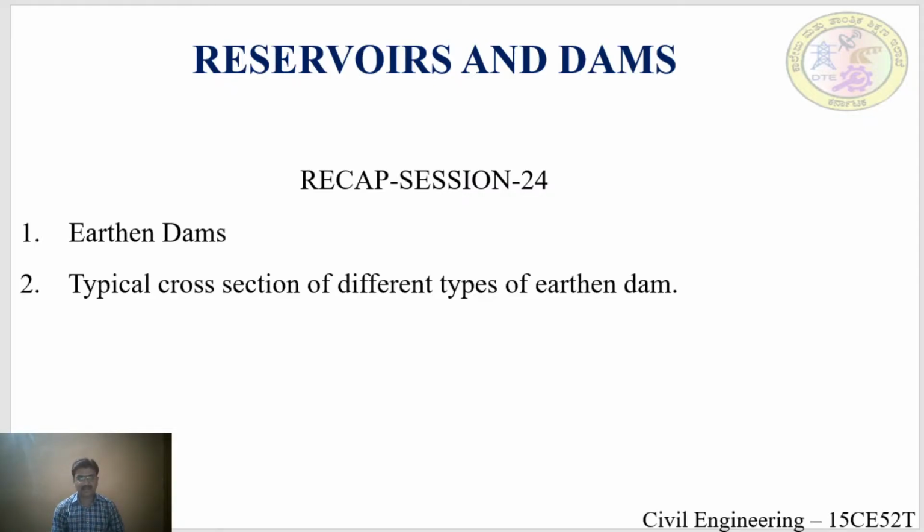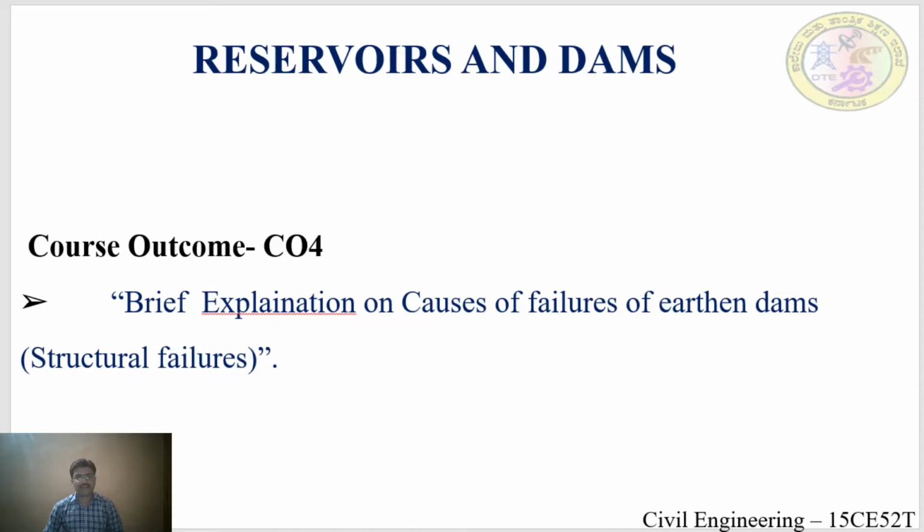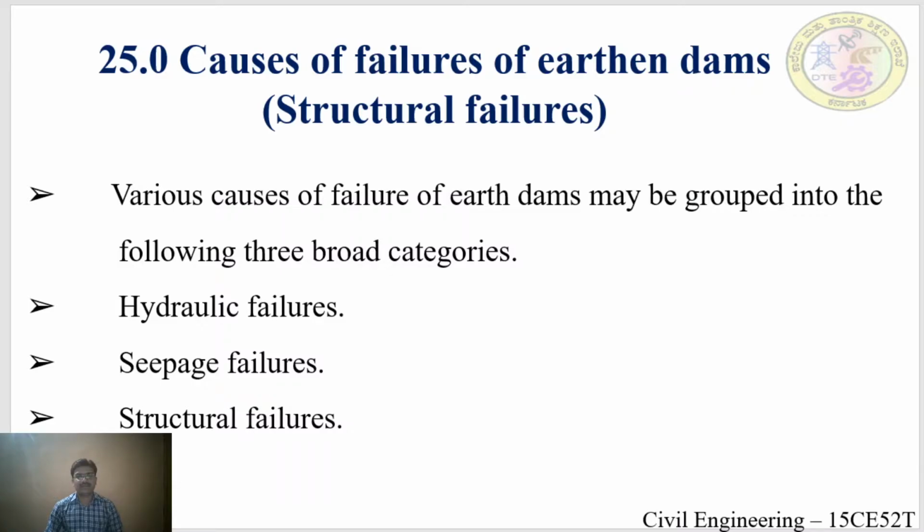Now coming to Session 25. After learning this session, the student will be able to explain the causes of failure of the earthen dam, mainly structural failures. The causes of failure of the dam are broadly characterized into three categories. One is hydraulic failures, second is seepage failures, and third is structural failures.